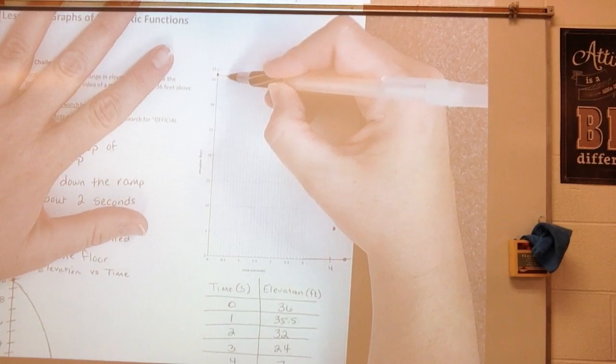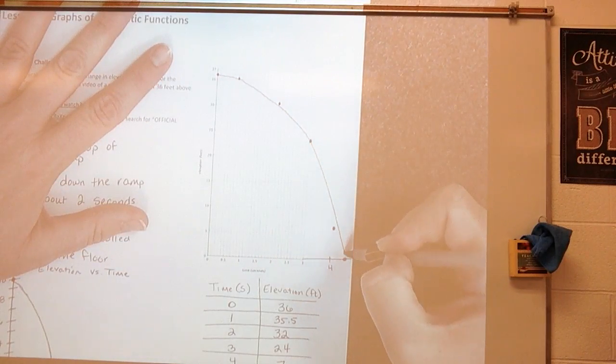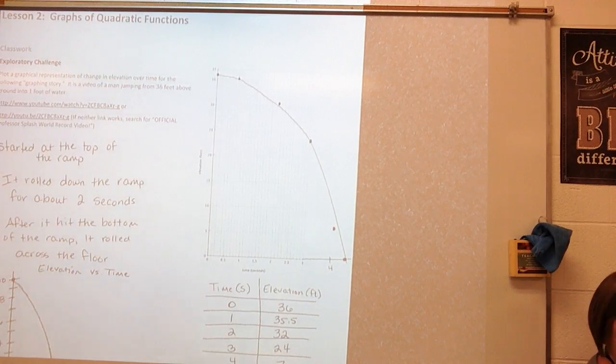So our graph, now we can connect those dots. Mine didn't connect perfectly, but that's okay because you get the idea. This is what our graph looks like. Once again, he didn't come at a constant rate, so we should not have a straight line. He did not fall the same amount of feet every second. He fell faster towards the end than he did to start with.